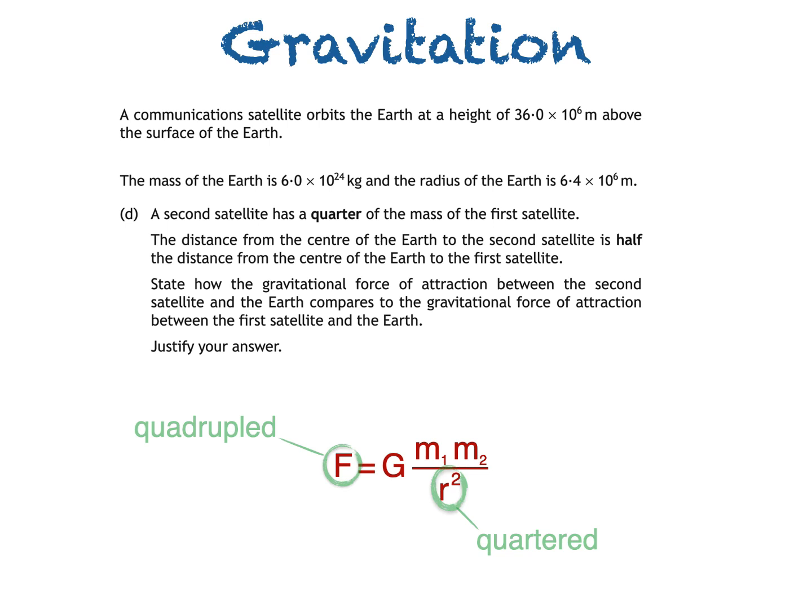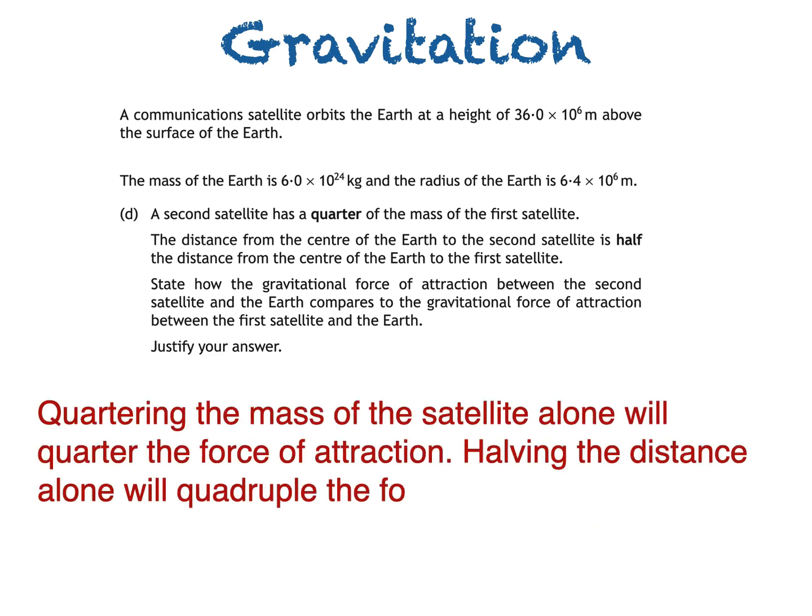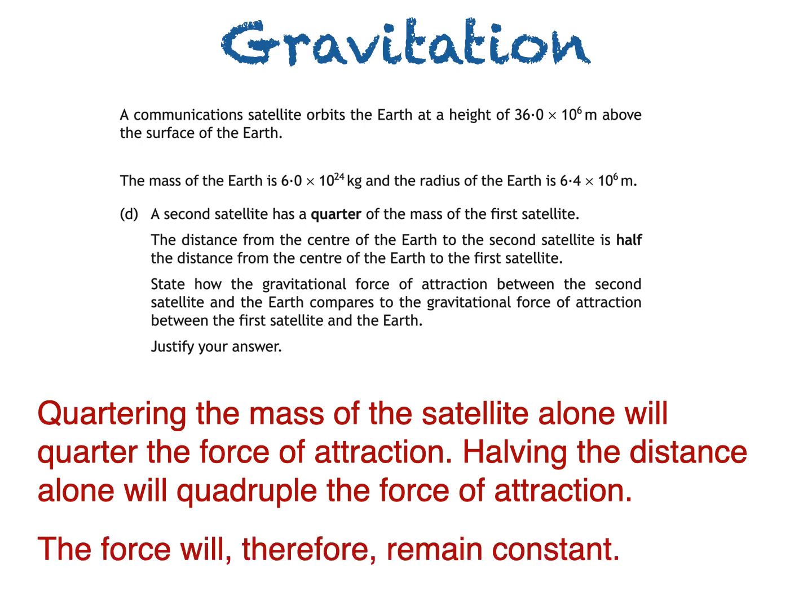Of course, if the first change has the effect of quartering the gravitational force, and the second change has the effect of quadrupling it, then when both changes are made, they'll actually cancel each other out, and the gravitational force between the second satellite and the Earth will be exactly the same as between the first satellite and the Earth. We could write something like this. Quartering the mass of the satellite alone will quarter the force of attraction. Halving the distance alone will quadruple the force of attraction. That's our justification taken care of. But we'll also have to write that the force will, therefore, remain constant.